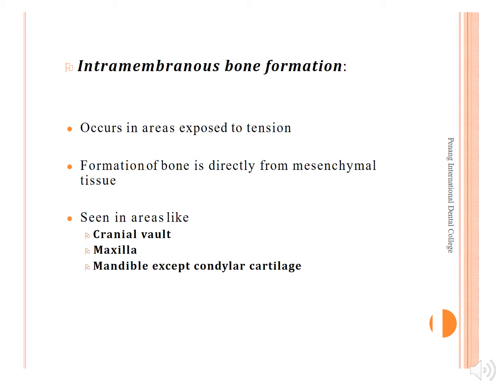Intramembranous bone formation occurs in areas exposed to tension. The formation of bone is directly from mesenchymal tissue, and it is seen in areas like the cranial vault, maxilla, and mandible, except condylar cartilage.